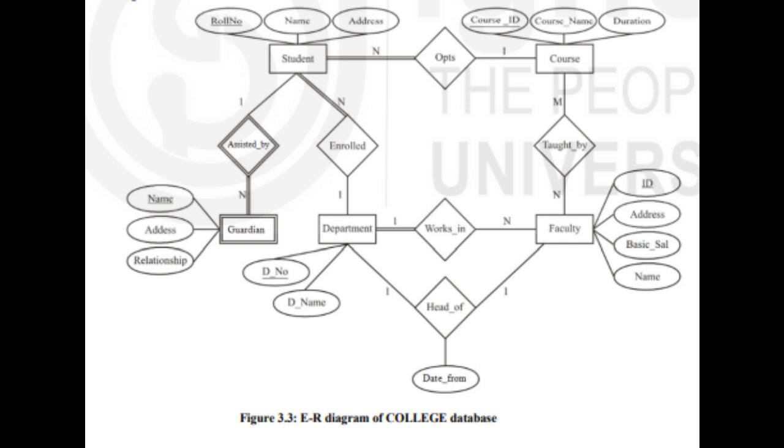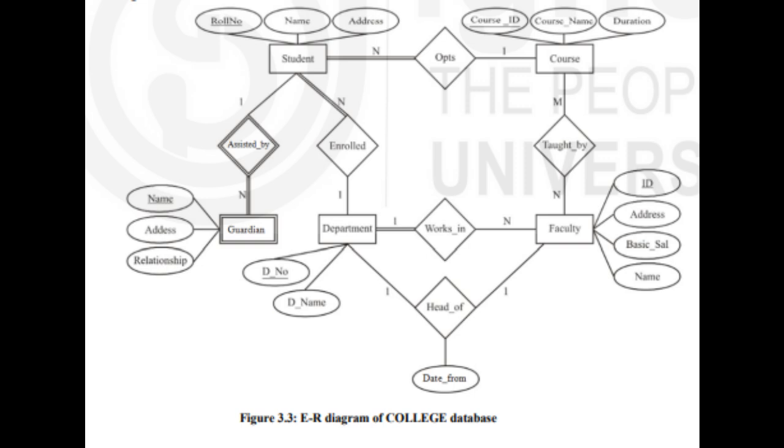5. Enrolled is a 1:N relationship between student and department as a student is allowed to enroll for only one department at a time. A student must enroll in a department. However, a newly created department may not have a student. 6. Assisted_by is a 1:N relationship between student and guardian as a student can have more than one local guardian and one local guardian is assumed to be related to one student only. The weak entity guardian has total participation in the relation assisted_by.